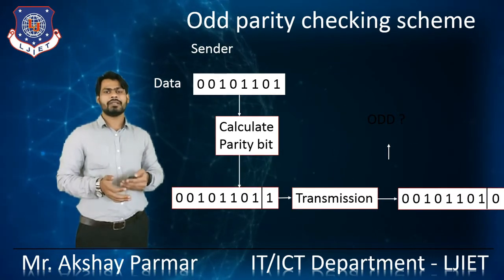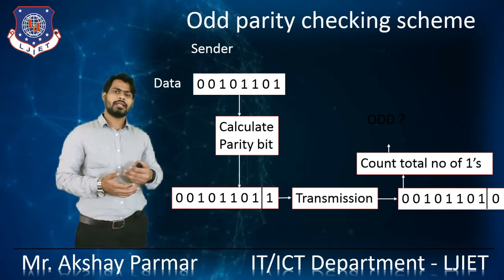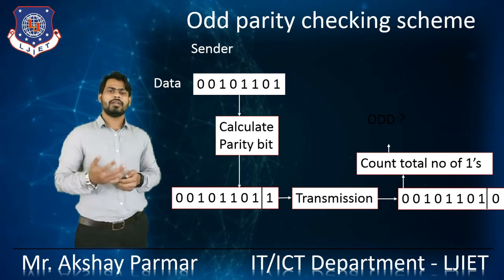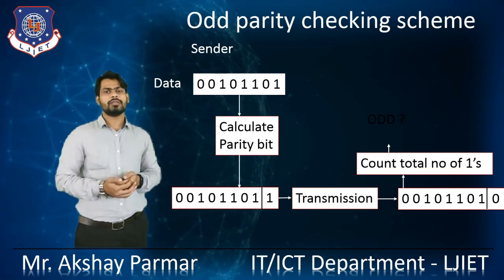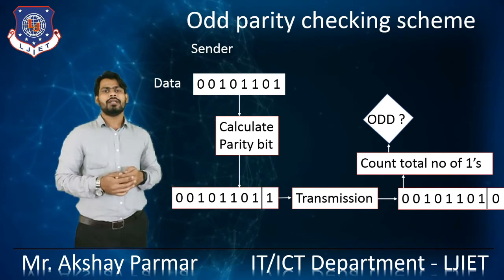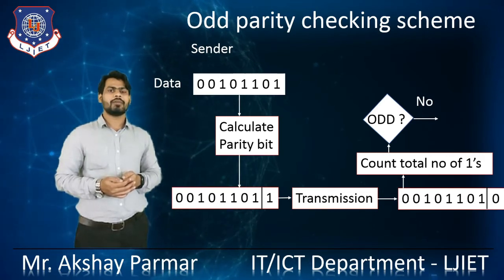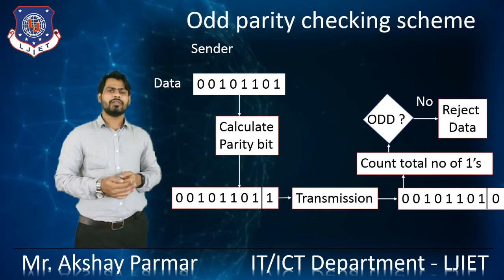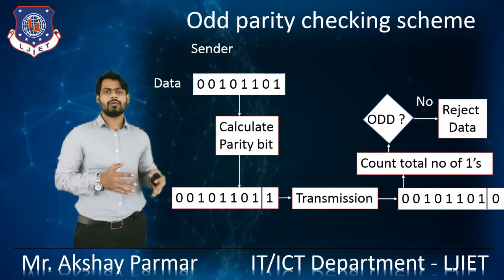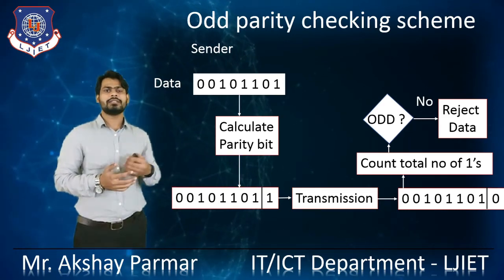After receiving the data plus parity at the receiver end, they also count the number of ones. They know it is odd parity checking, so they check whether the number of ones is odd or not. If the number of ones is odd, it is acceptable. In our example the number of ones is 4 at the receiver end, which is even, not odd. So we can simply reject the data, since some bits are erroneous.